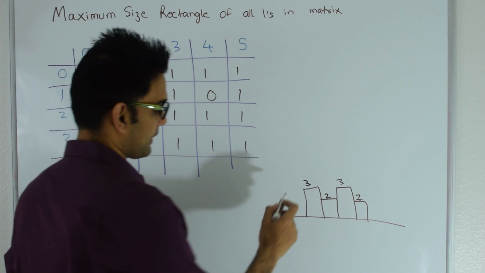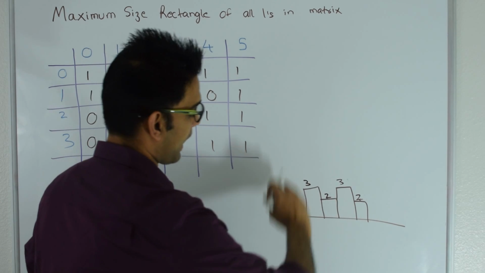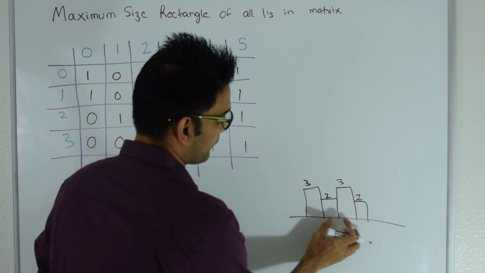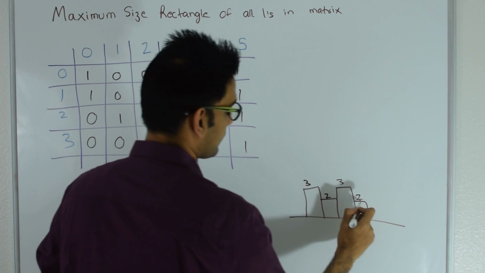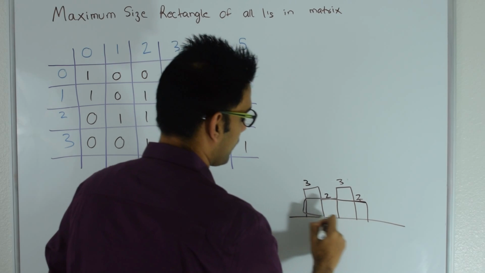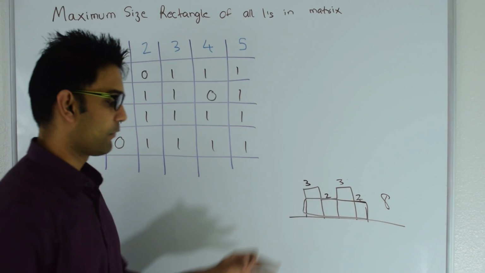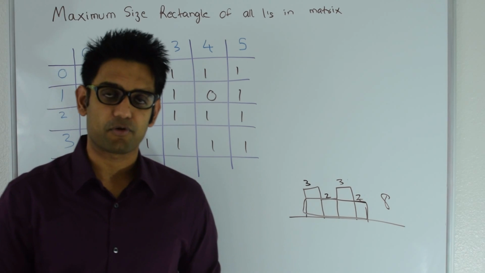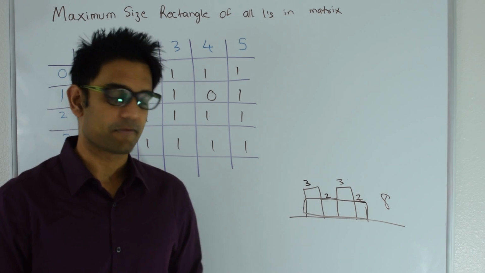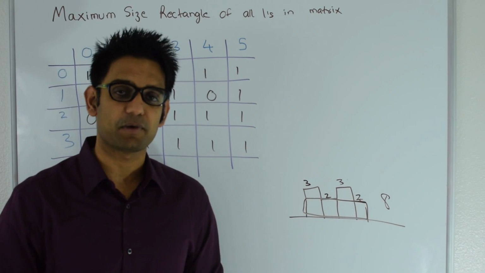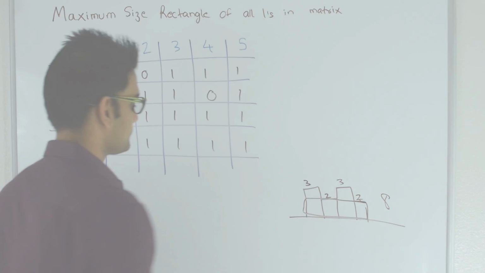If you are given an array 3, 2, 3, 2, this is the histogram you get where height is 3 and width is constant 1. The maximum area rectangle here will be of area 8, and this is that rectangle. So we will use this algorithm and dynamic programming to solve this question. This algorithm runs in O of n time. So basically we can find the maximum area rectangle in O of n time. So let's solve this question here.